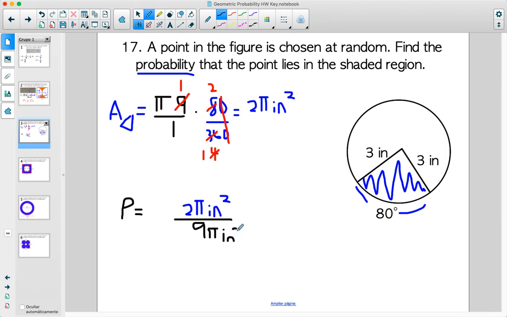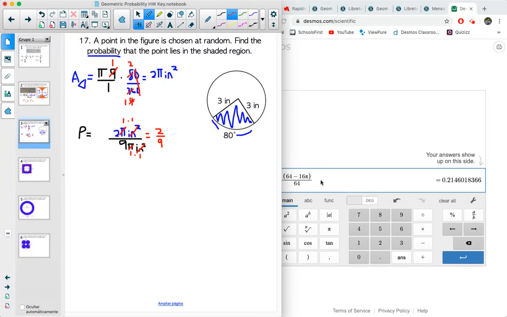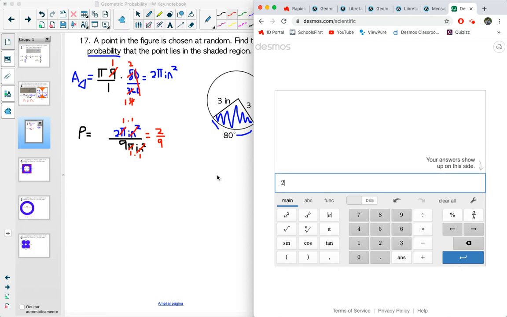All right, let's do a little bit of algebra. We can divide pi by pi. That becomes a 1. We can divide inches squared by inches squared, and that becomes a 1. Okay, so right now we have 2 times 1 times 1, and then we have 9 times 1 times 1. So essentially the probability is 2 over 9, and we can use decimals to help us out, or if you have a calculator. So the probability is going to be the following: 2 divided by 9.